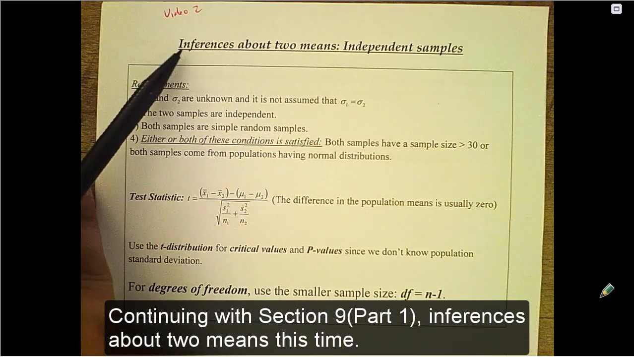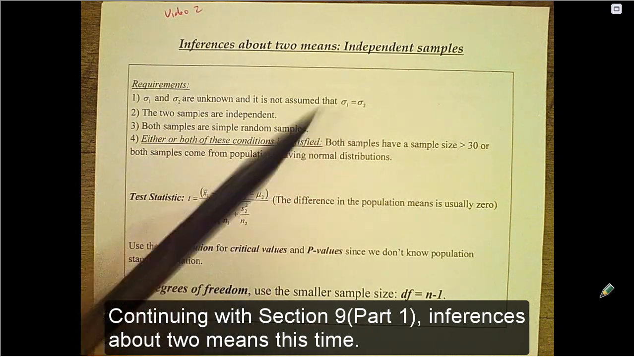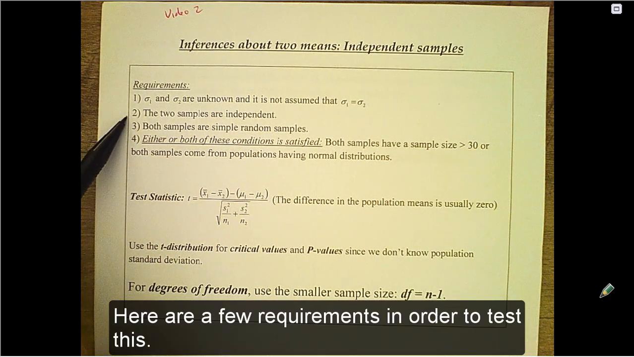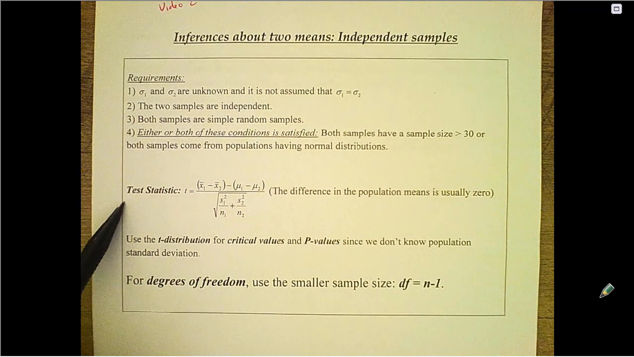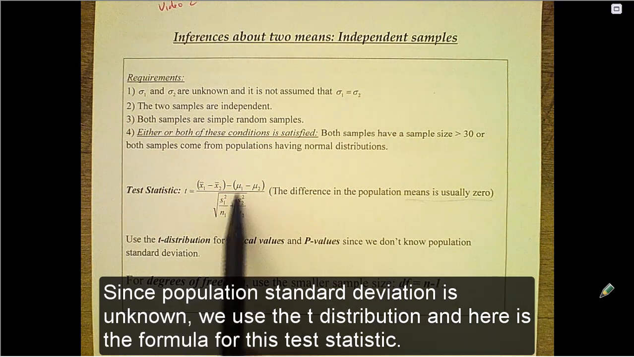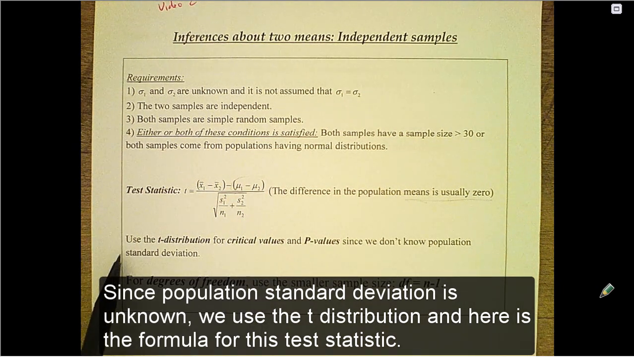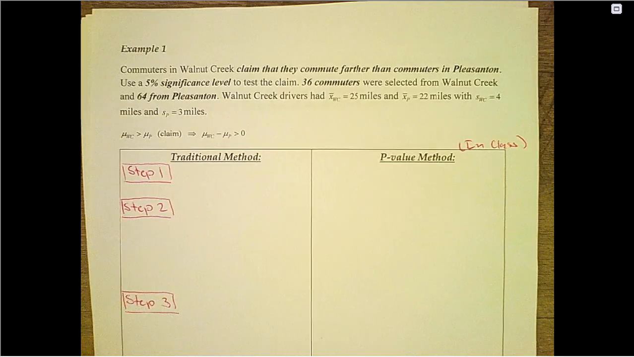Continuing with Section 9, Part 1, inferences about two means this time. Here are a few requirements in order to test this. Since population standard deviation is unknown, we use the t-distribution, and here is the formula for this test statistic. For the degrees of freedom, we use the smaller sample size.